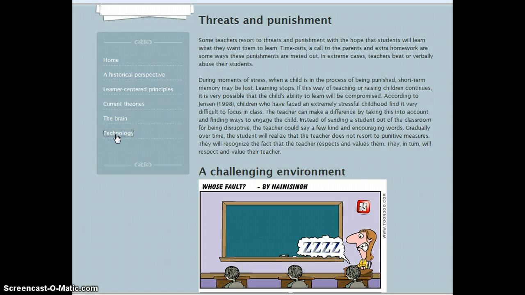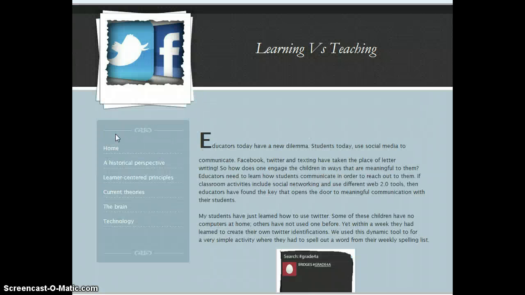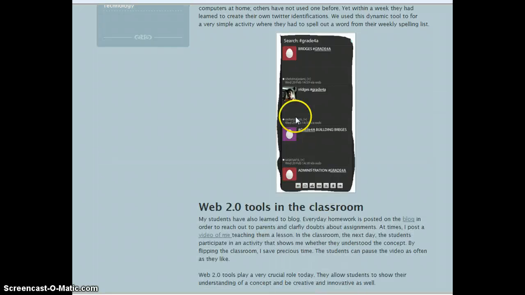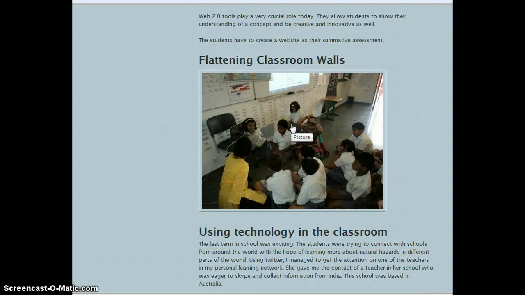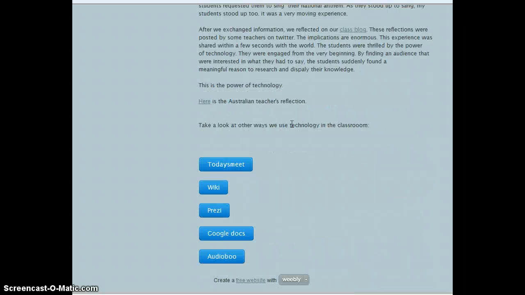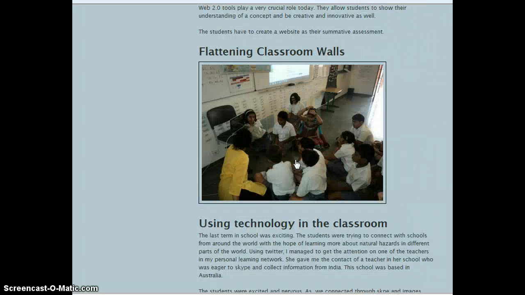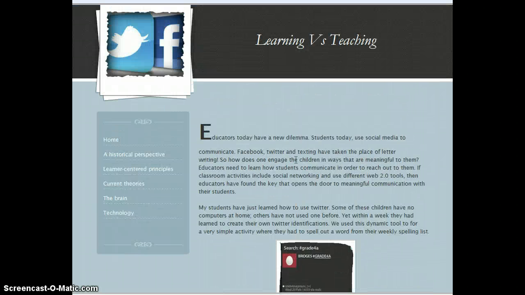And finally, technology. Technology is the language we can use to communicate with children. I use Twitter, I use wikis and blogs, I use various Web2 tools and Skype with other schools from around the world. I've given various examples of different tools that I use in my classroom in order to showcase how I engage my children through technology.